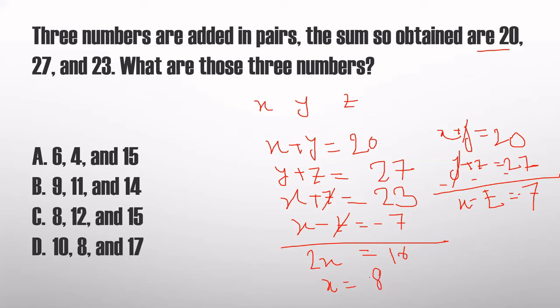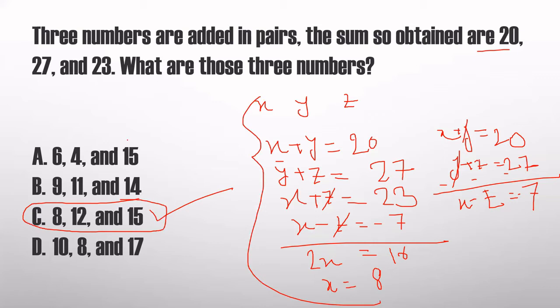Okay, so x equal to 8. Now, if you solve with the help of this x, you will get y equal to 12 and z equal to 15. So the answer is C. This is very easy. This is a very common aptitude-based question.